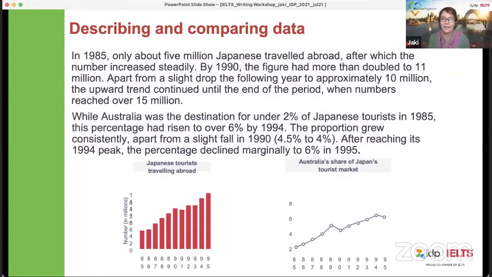Okay, now one last thing I want to point out is the vocab. Increase steadily, slight drop. So we don't just say it increased, it decreased.